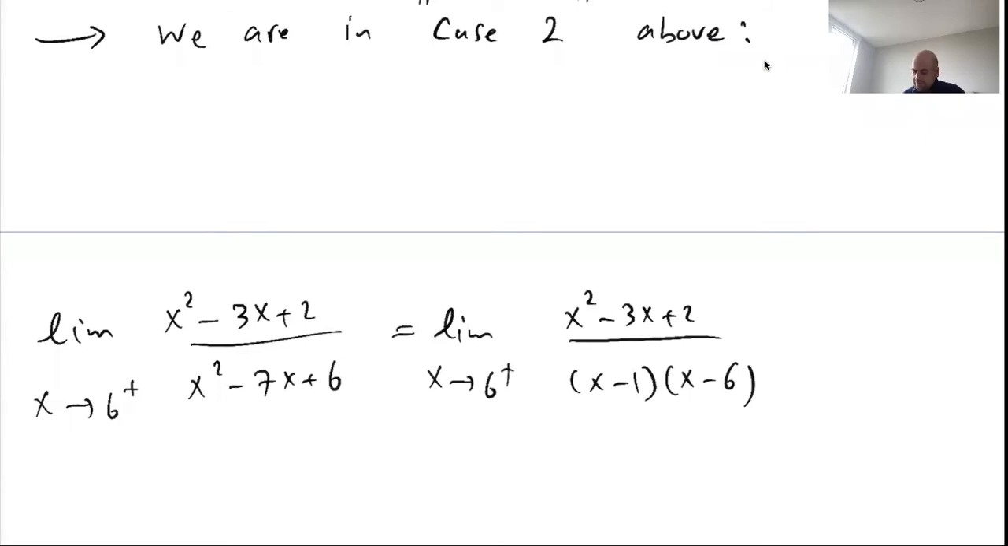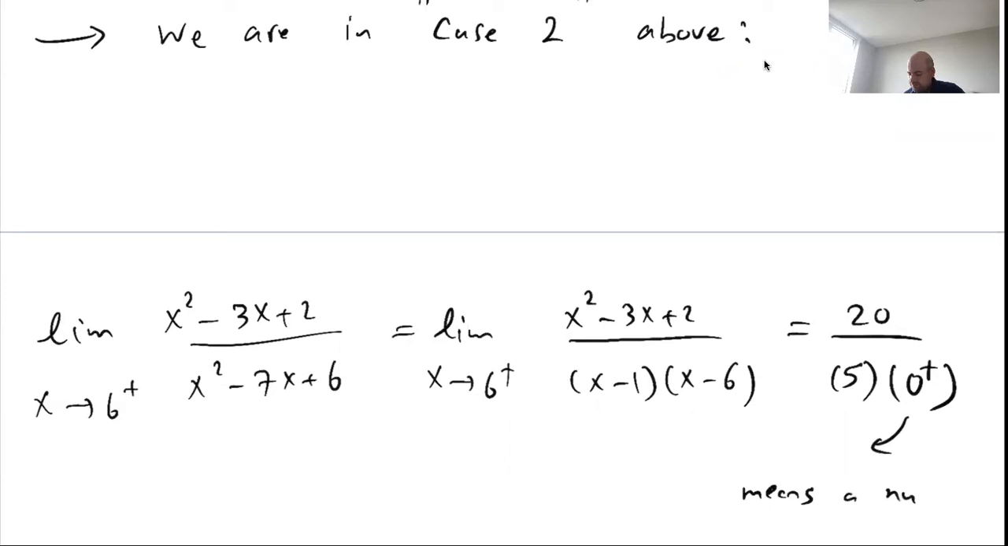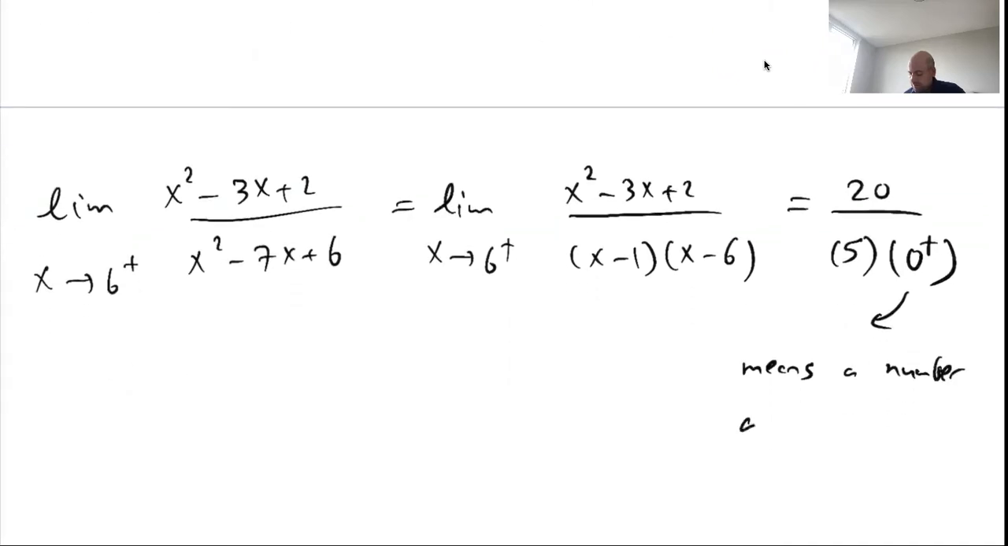So now, the top is 20. The bottom is 5, 6 minus 1 is 5. And then 6 plus minus 6. 6 plus means a number a little bit bigger than 6, like 6.1, 6.01. Minus 6, the answer will be 0.1, 0.01. So the answer will be a little bit more than 0. So 0 plus. So this means a number a little more than 0.